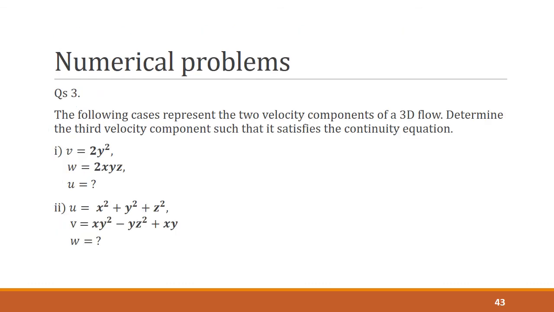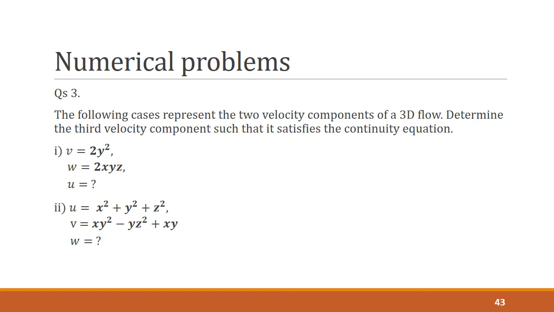Moving on to some numerical problems. It's given that the following cases represent two velocity components of a 3-dimensional flow. Determine the third velocity component such that it satisfies the continuity equation. So there are two questions here. In the first question, v and w are known, u is unknown. And in the second question, u and v are known, w is unknown. So using the continuity equation, we have to find the third component.